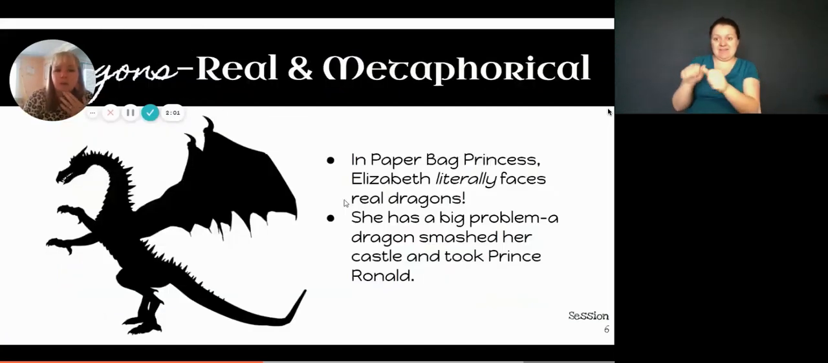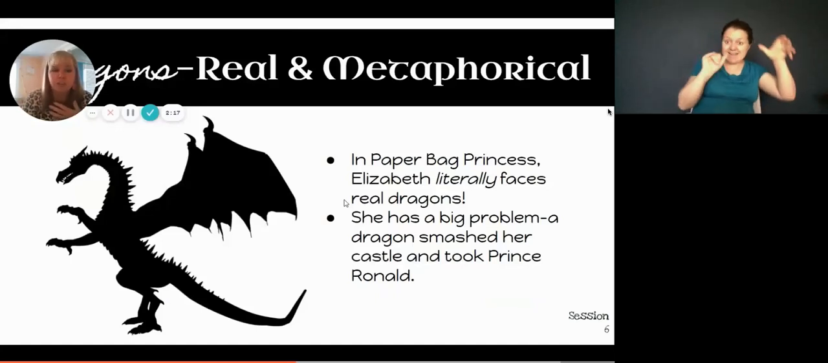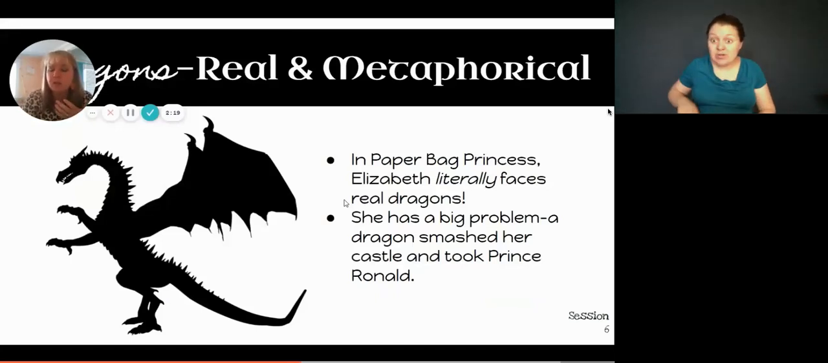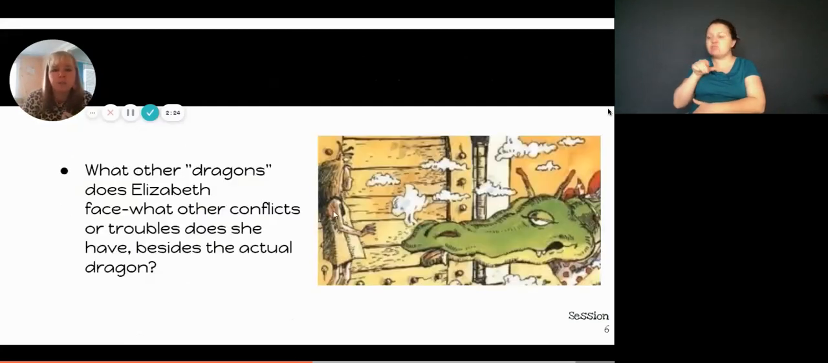So now let's think about The Paper Bag Princess. Okay, Elizabeth literally faces a dragon in there, right? She has a big problem, and a dragon smashed her castle and took Prince Ronald. Now, she overcame that dragon, right? She tricked him and exhausted him and really overcame that dragon. But let's think. What were some other dragons that Elizabeth faces? What other conflicts or troubles does she have besides the actual dragon? Think about that.